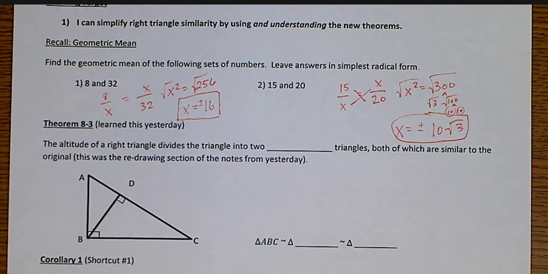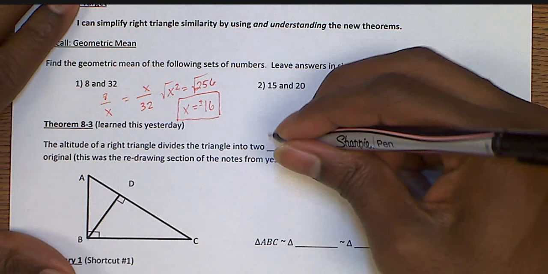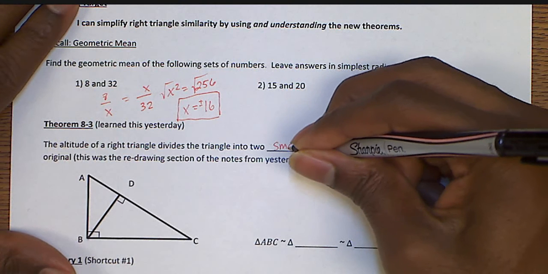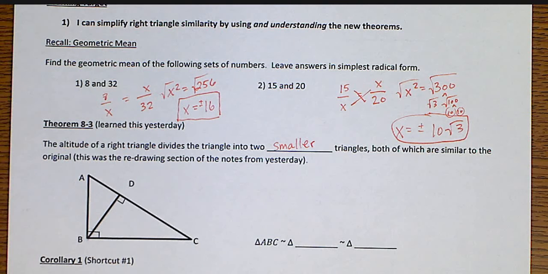We learned the theorem yesterday. Today we're going to focus on the corollaries, but we'll refresh ourselves on the theorem. The theorem involving similarities in right triangles says that the altitude of a right triangle divides the triangle into two smaller triangles, both of which are similar to the original.